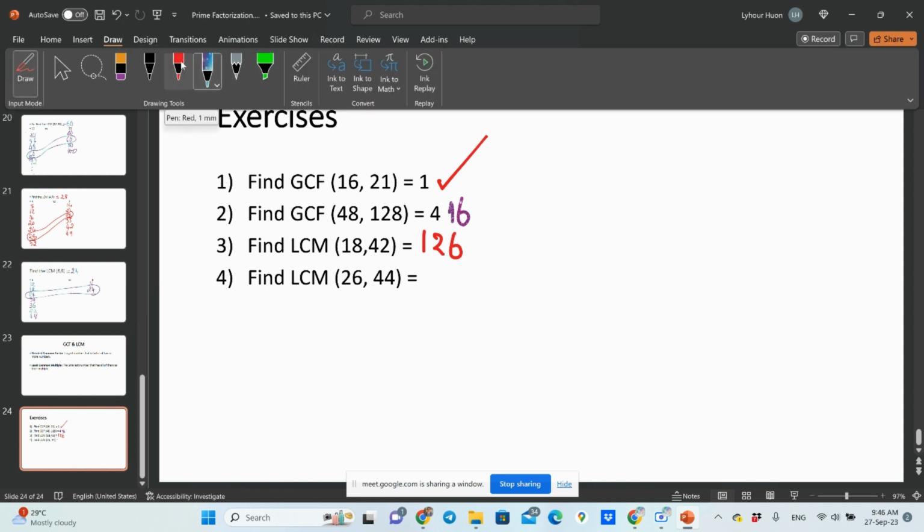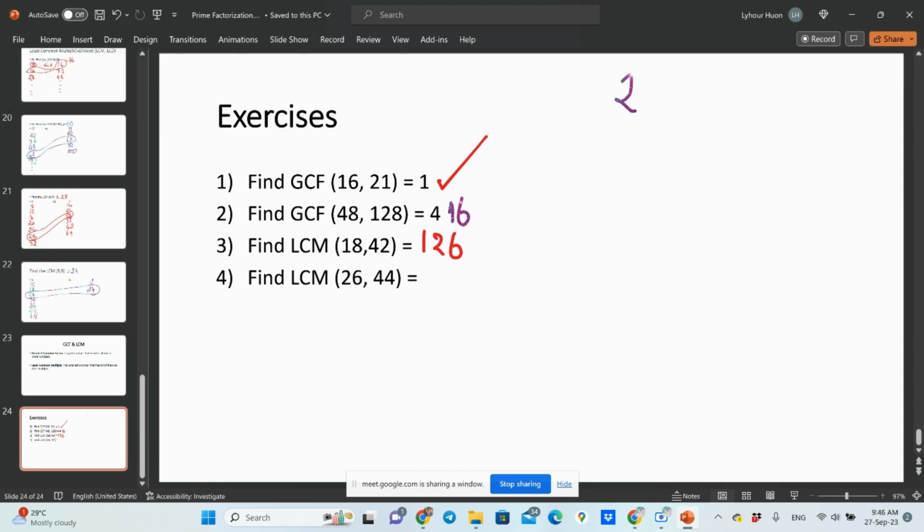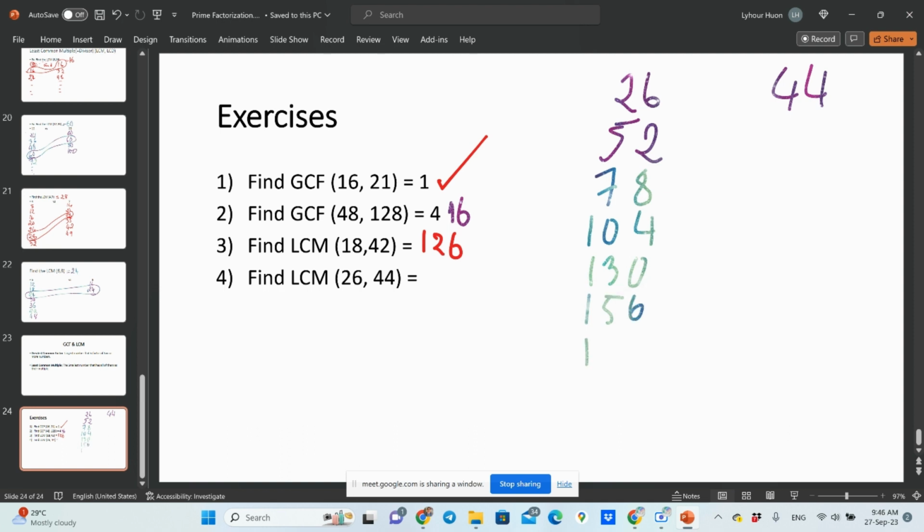Okay, so next, 26 and 44. We list the multiples of 26: 26, 52, 78, 104, 130, 156, 192, 218, and so on. Wow, you found 192.